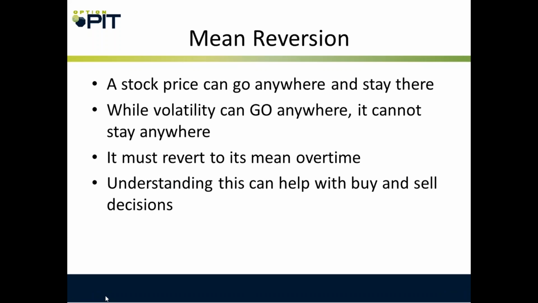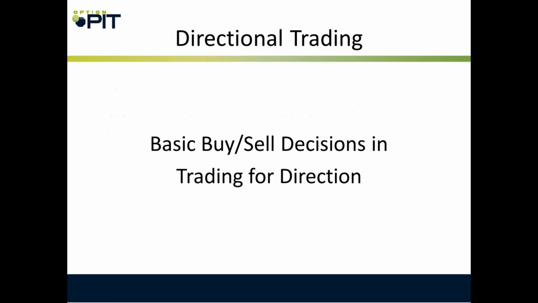So the key is a stock price can go anywhere and stay there, and volatility can go anywhere. In 1987, volatility theoretically went up to about 150%. I've seen biotechs where the volatility is 300%. It can go anywhere. It can't stay there. It will revert to its mean over time. So understanding this should help you with buy and sell decisions.